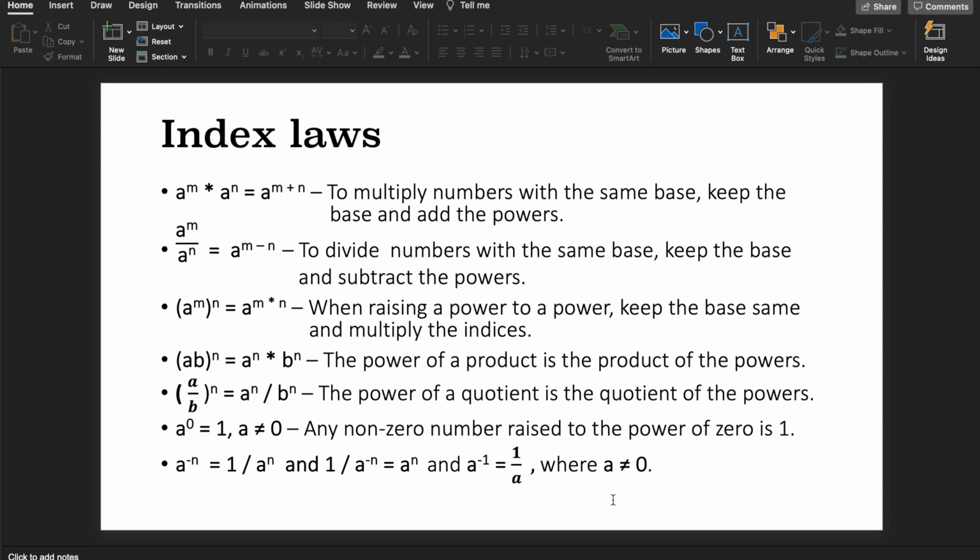So the next part of this chapter is called index laws. So a to the power of m multiplied by a to the power of n equals a to the power of m plus n. So this explains this. To multiply numbers with the same base, keep the base same and add the powers.